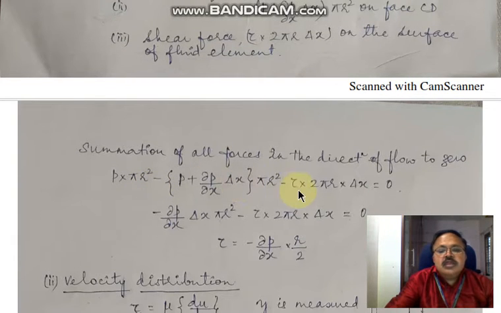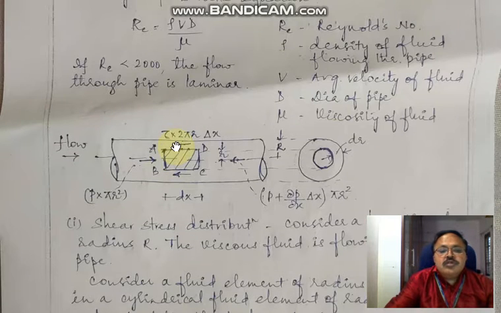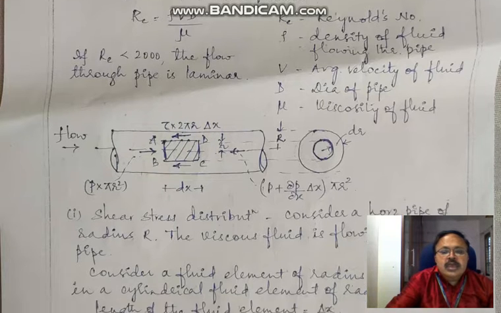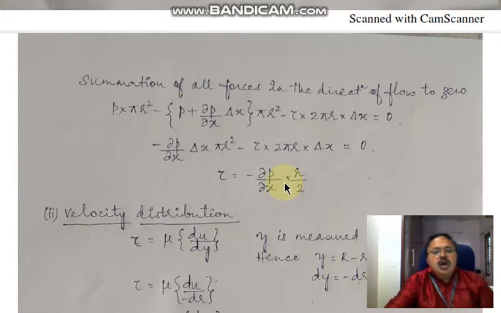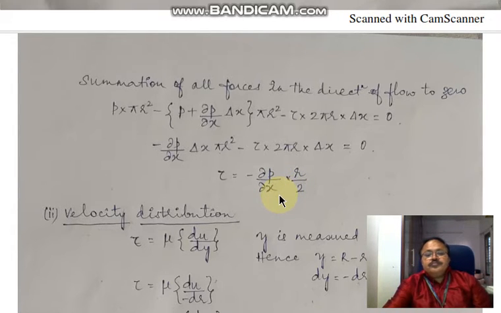so that's why it is taken with a minus sign here. Then the shear force, which is also acting from right to left, that is tau into 2 pi r into delta x. Both of them are acting from right to left, so we consider the minus sign. The summation of the forces is made 0. So I am getting the shear stress equation as minus del P by del X into r by 2.